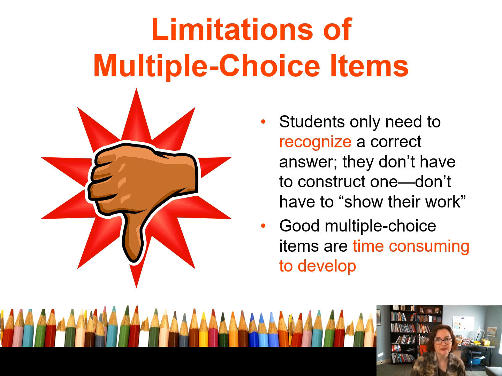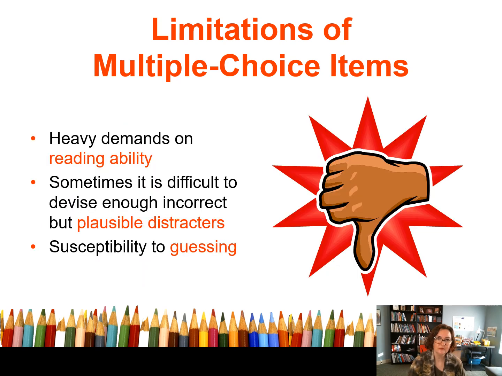They only have to be able to recognize an answer. They don't have to construct one or show their work, and good multiple choice items are time-consuming to develop. There's also a heavy demand on readability. You might have a student's ability masked by their inability to read the question. And because there's only 3 or 4 answers, you can have students guess. It's also sometimes difficult to come up with enough plausible distractors.